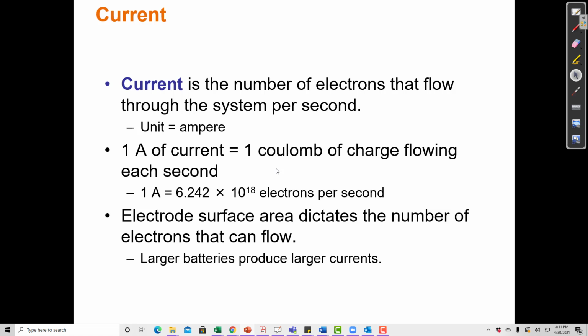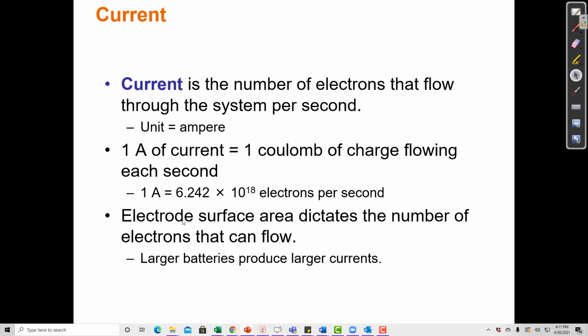Current is the number of electrons that flow through the system per second. So we usually measure this in amperes, or sometimes we call them amps. So 1 ampere of current, 1 amp of current, is 1 coulomb of charge flowing each second. So 1 amp equals 6.242 times 10 to the 18 electrons per second. So when we think about an electrical system, an electrical wire, for example, the current is the number of electrons that are flowing through the metal wire per second.